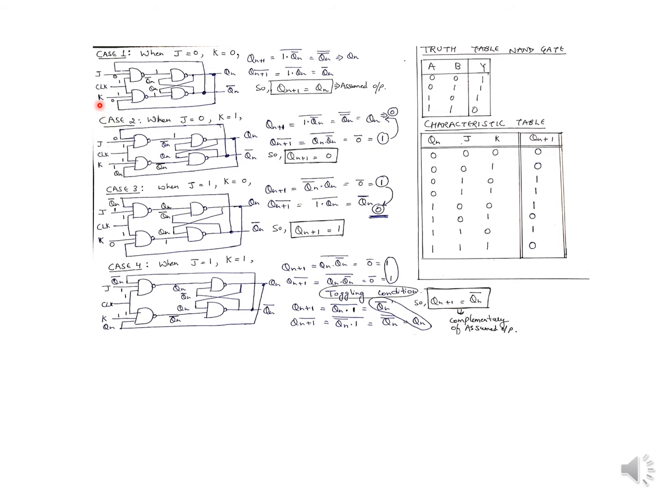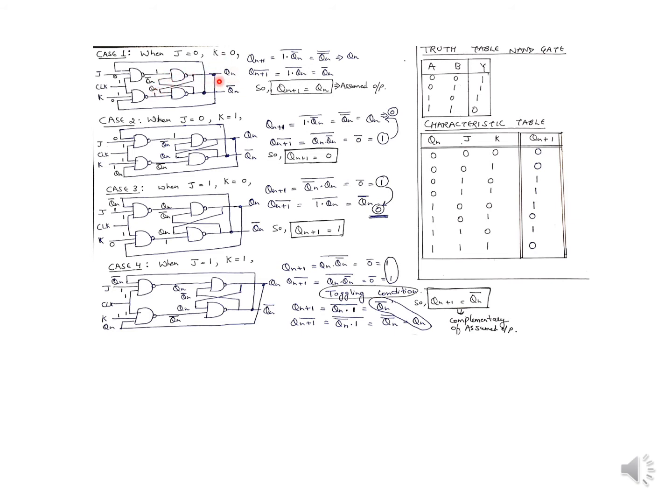This is the JK flip-flop diagram. As you can see, J is 0, K is 0, and obviously the clock is always 1. Now we know if one of the inputs of the NAND gate is 0, we get the output 1. Here we can see this Qn bar is here, and this Qn is here.